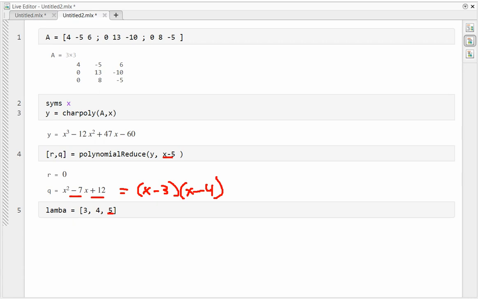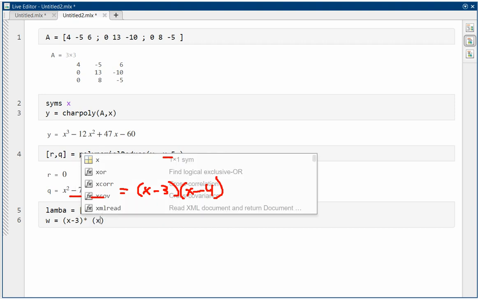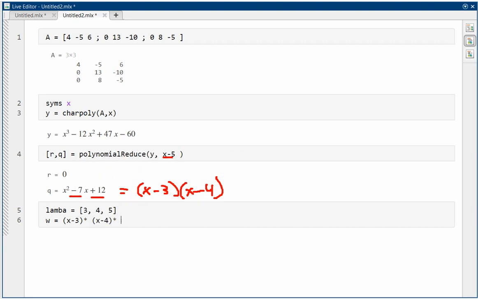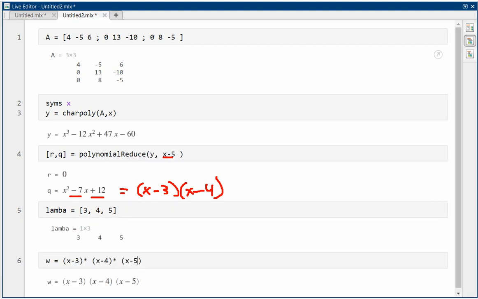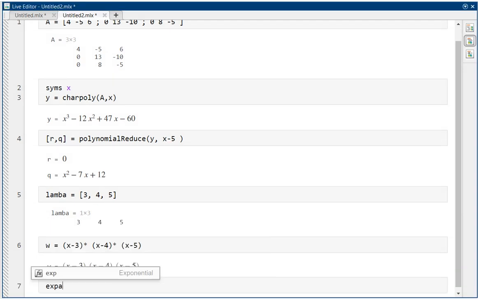All right, well, that's cool. And then again, there's always a quick way to check. If we're going to use a computer to do algebra, we might as well use it to check, right? So I'm going to expand. Well, here, let me create the thing that I want to create. Let's use w equals, and then let's create x minus 3 times x minus 4 times x minus 5. And if that's our w, then you'll see that we can expand it. So I just do expand w.